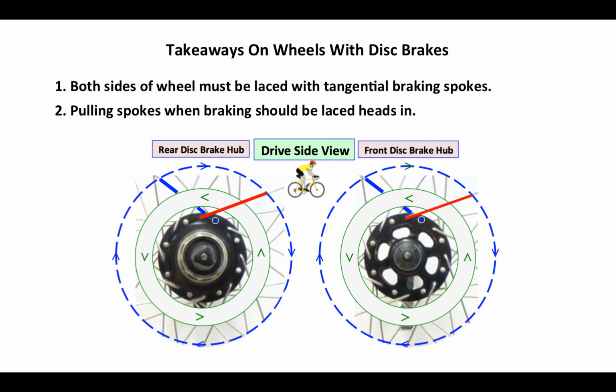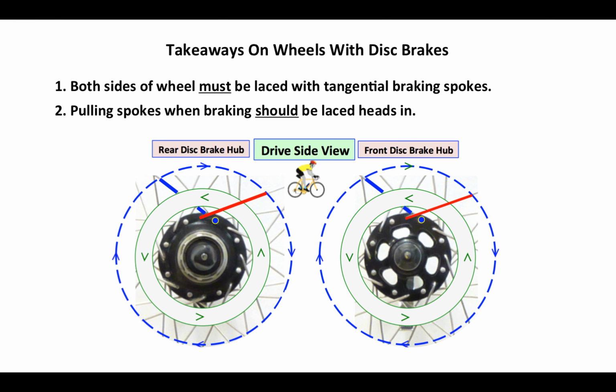By lacing my pulling spokes, shown in red, heads in, the body of the spoke being on the outside of the flange, gives me the widest angle with the rim, and that gives me the best lateral support of the wheel when braking.